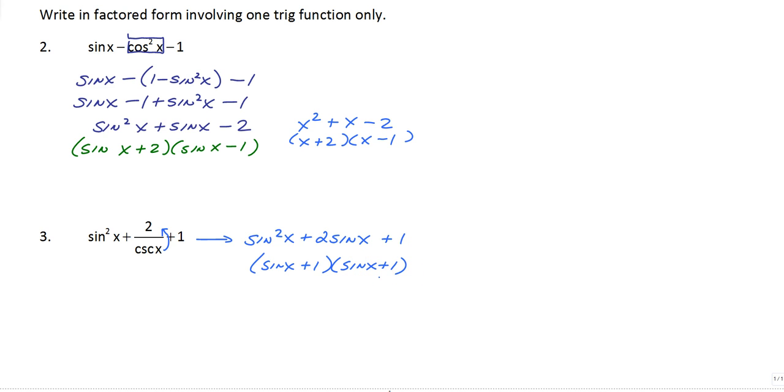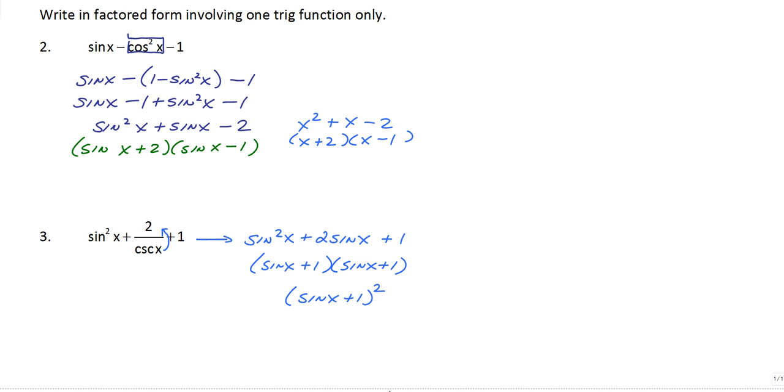So yes, you have to be very good at factoring to do identities as well. And of course, this could be just written as sine x plus 1 quantity squared. And you're done. There's nothing else you can do. We're not going to FOIL it because that would just take us back to where we came from. So we're good to go. It said factor, leave it alone.